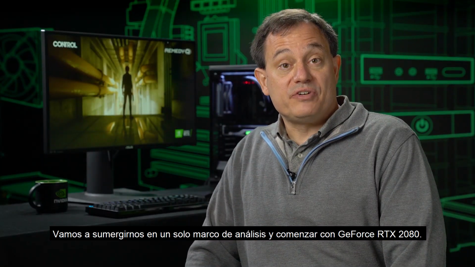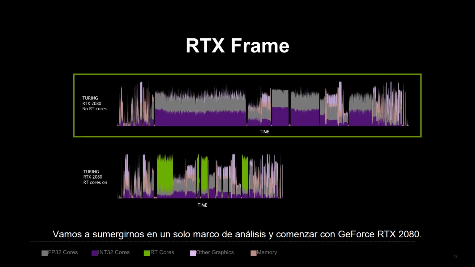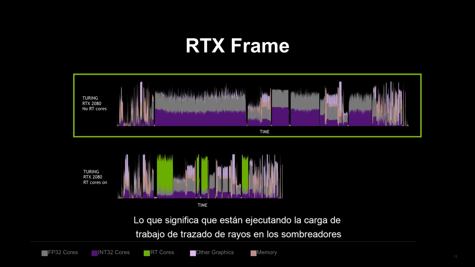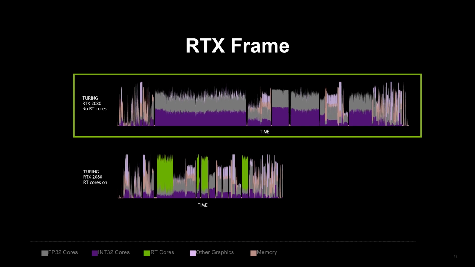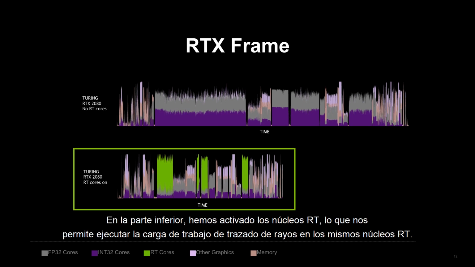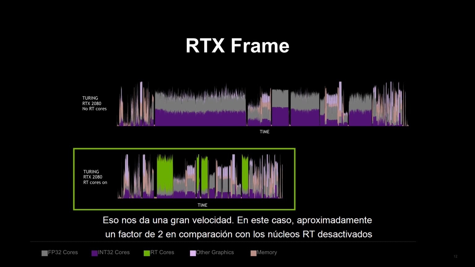Let's dive into a single frame of analysis and start with the GeForce RTX 2080. You can see in this case we've disabled the RT cores, which means we're running the ray tracing workload on the shaders. But the Turing architecture features parallel floating point and integer execution, which provides a speed up over that of Pascal. In the bottom, we've turned RT cores on, which allows us to run the ray tracing workload on the RT cores themselves. That gives us a huge speed up, in this case about a factor of 2 compared to RT cores off.